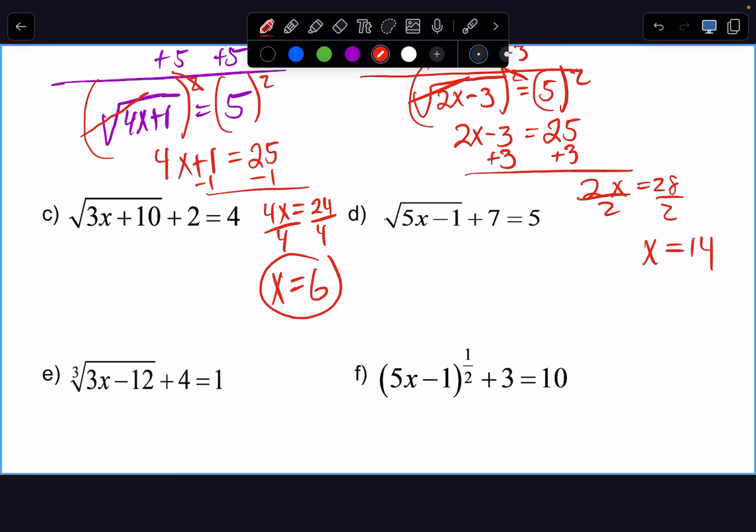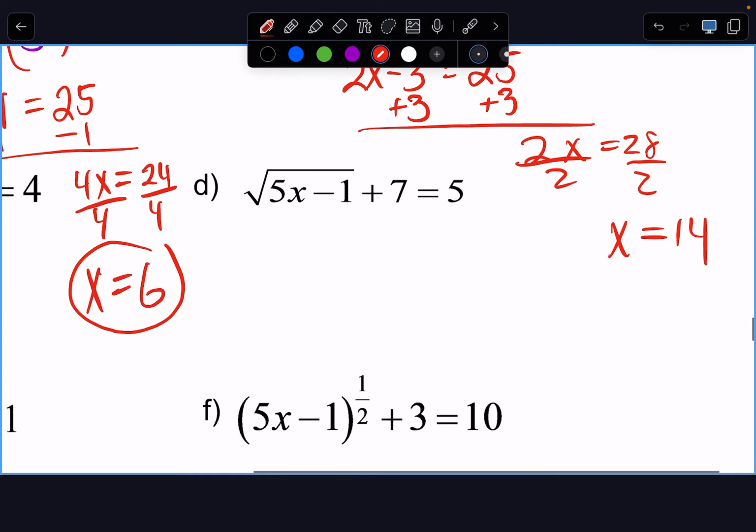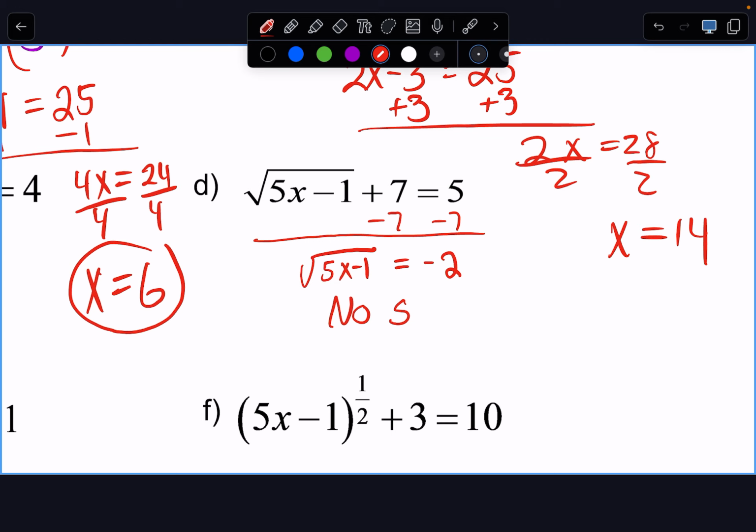C is the same thing, guys. I don't want to bore you. Let's just move on to D, though. I definitely want D. D is a great example because something very particular is going to happen here. And I wanted to show you this now, guys, instead of you doing it at home for homework. Does anyone notice that when you subtract 7 from both sides, you have the square root of 5x minus 1 equals a negative 2? Stop, because that's no solution.